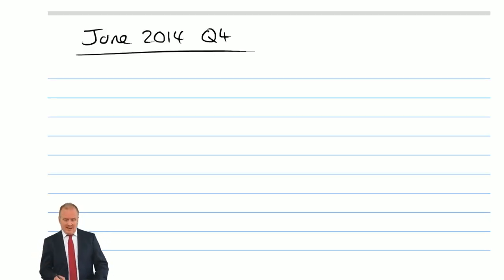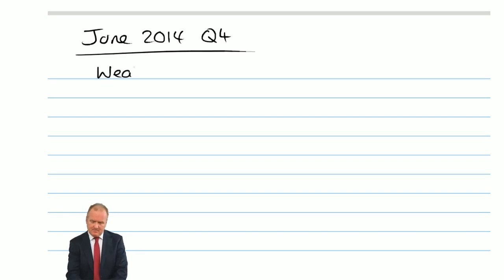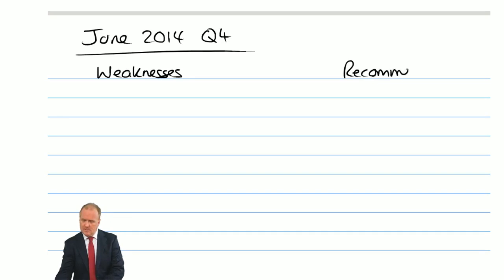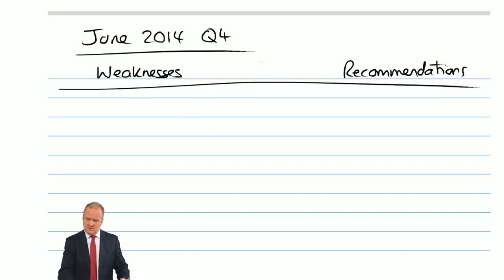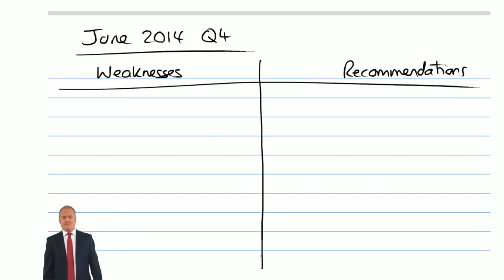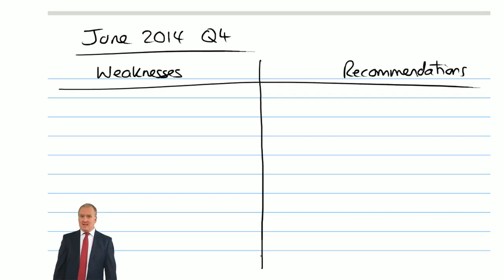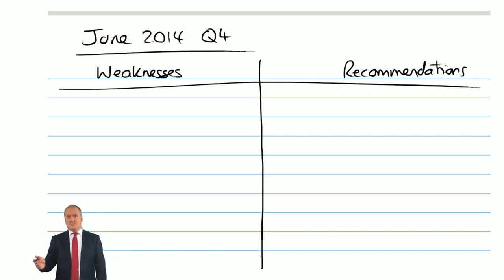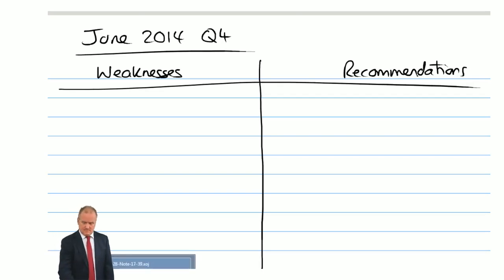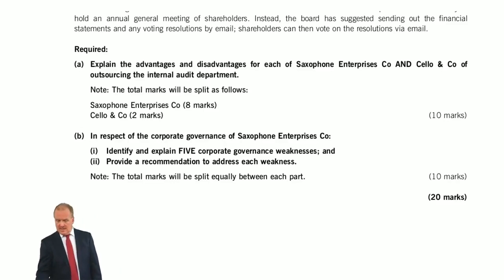It's Deficiencies and Recommendations. So I think a 2-column approach would make a lot of sense. And when we are explaining weaknesses, we must make sure we explain them. We don't simply copy something out of the question. When we give a recommendation, try to add detail, just as we did in the controls weaknesses questions. Okay, here we go.